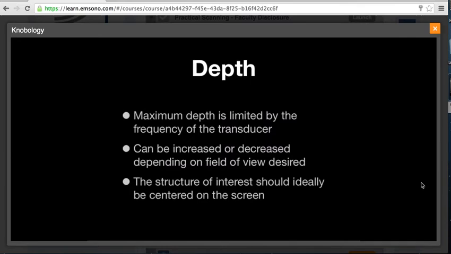It's important to keep in mind that the structure of interest should ideally be centered in the middle of the screen. Frequently I'll see people scanning superficial structures, and they'll have an excessive amount of field of view, and they're having to squint to try and see what they're looking for, and it's crammed into the near field. So make sure that you have the image appropriately set, or the target organ appropriately centered.